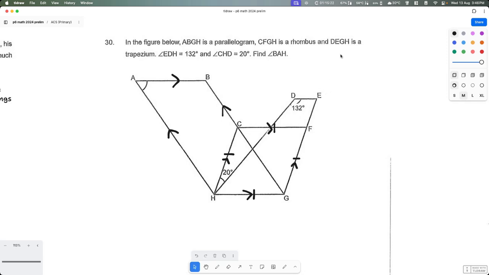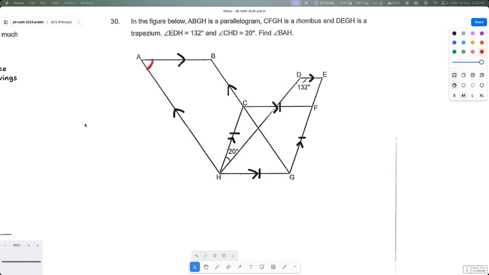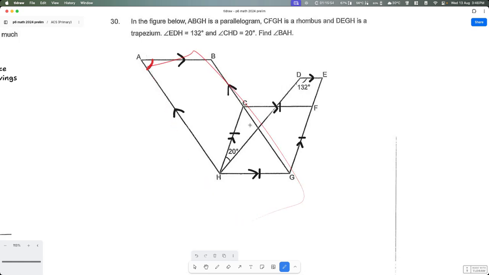DEGH is a trapezium. So that means this is parallel as well. EDH is 132 degrees and CHD is 20 degrees. Find BAH, which is this one. I'm going to draw it so it's easier to see. Since ABGH is a parallelogram, we just need to find this angle as well. If we can find this, then we can find the answer.